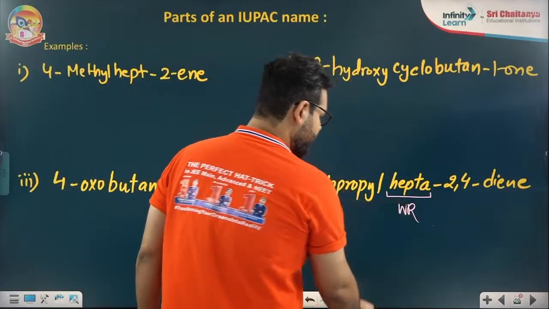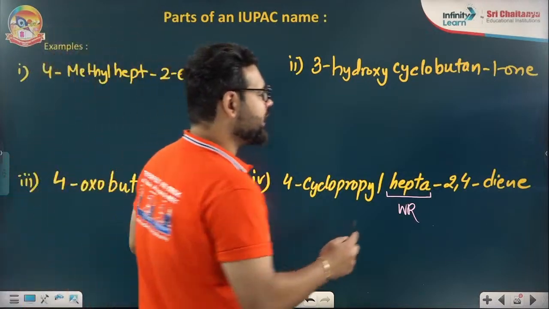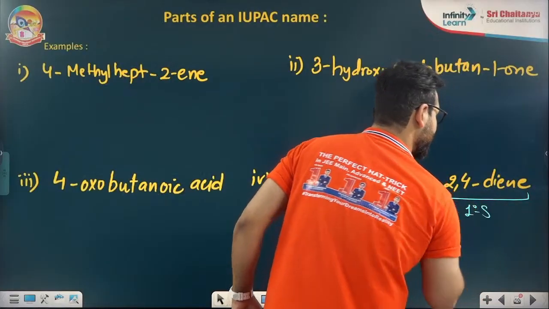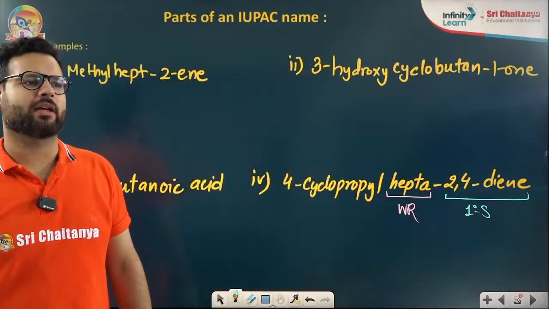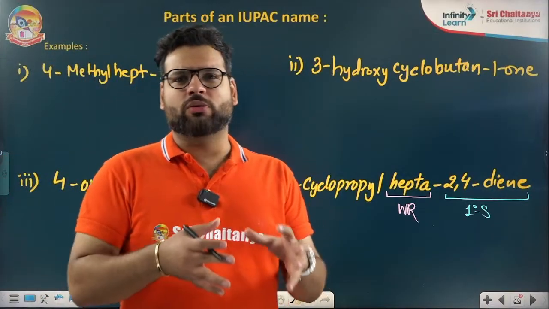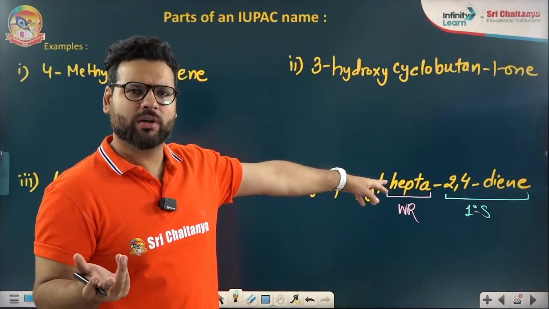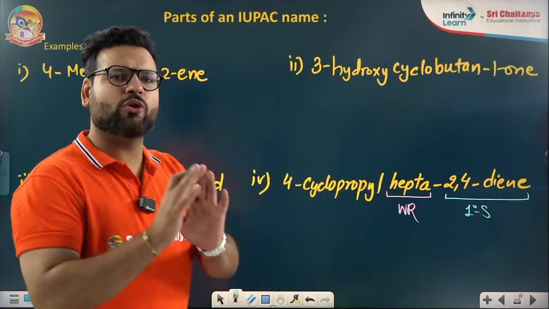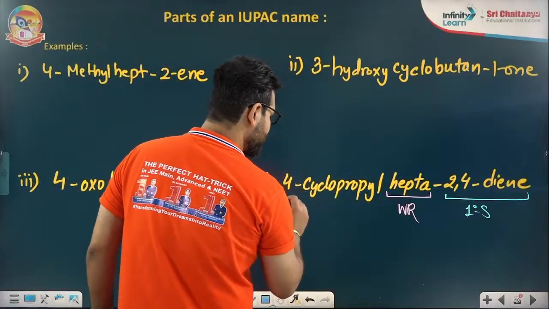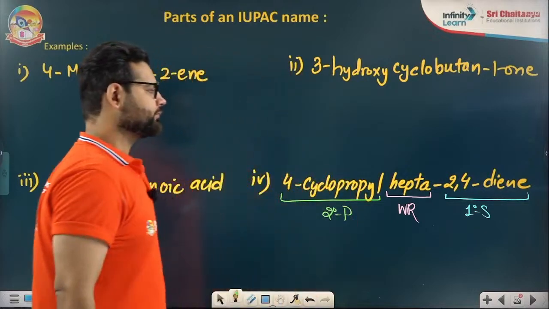This is the word root. Whatever comes after the word root is going to be the primary suffix. Diene. So 2,4 diene, the whole thing is primary suffix. Now, just before word root, do you see any cyclo? No, sir. So it's an open chain compound. So there is no primary prefix. Now, whatever is remaining has to be secondary prefix. This whole thing is secondary prefix.